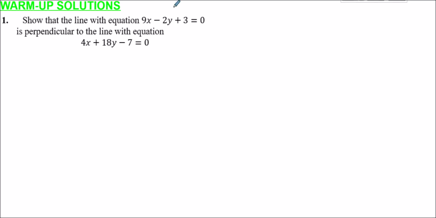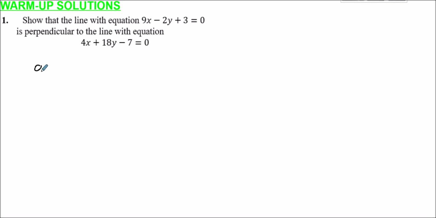Question 1, we have to show that the line with equation 9x minus 2y plus 3 equals 0 is perpendicular to the line with equation 4x plus 18y minus 7 equals 0. What I'd suggest here is to take each one and rearrange it into the form y equals mx plus c.